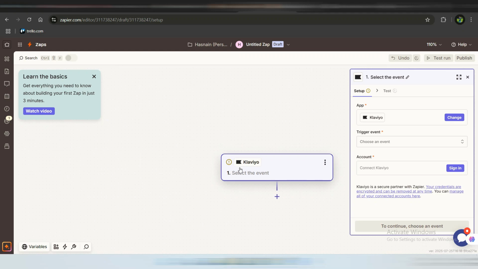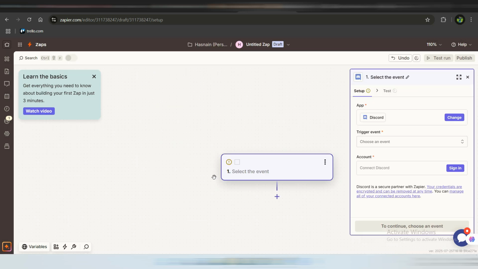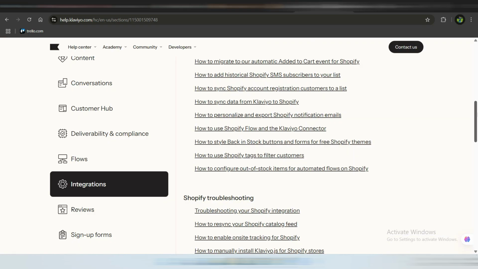Klaviyo provides built-in support for dozens of platforms and apps. So, instead of manually uploading lists or guessing what your customers want, Klaviyo's integration puts your marketing on autopilot, helping you deliver the right message to the right person at the right time.